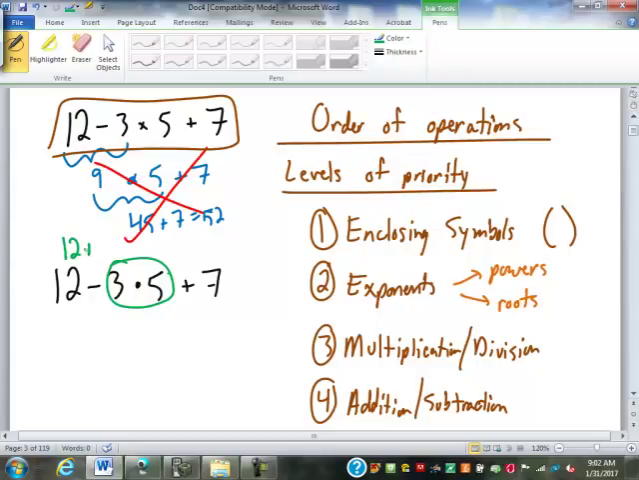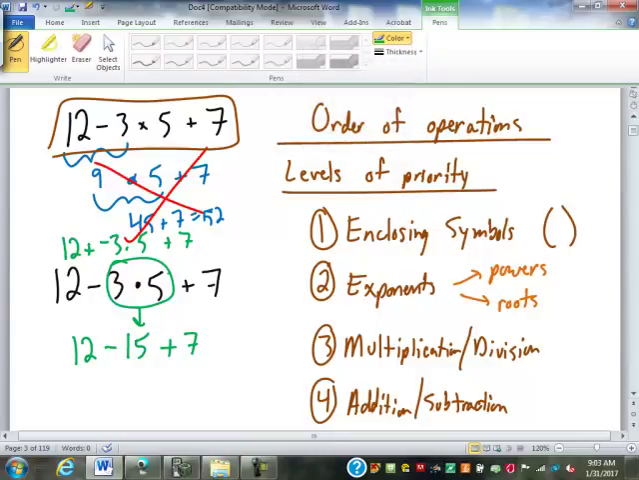You could change it to 12, but if you're going to do negative 3 times 5, I'd change it to 12 plus a negative 3 times 5 plus 7. So now it's a negative 3 times 5, but it's a plus. So it's usually easier for me just to do it as a 3 times 5 and leave it as a subtraction. So 3 times 5 is 15. This is 12 minus 15 plus 7.